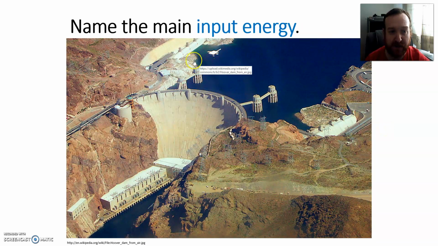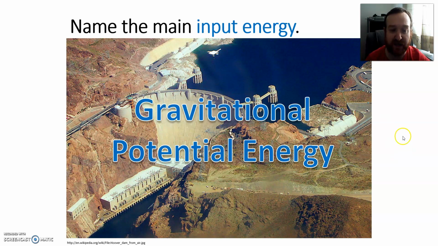Next one, the main input type of energy from this hydroelectric power plant. What's the input energy from this power plant? Well, the water is lifted up very high. It's going to have lots of gravitational potential energy, GPE for the abbreviation, and that is the input energy. It's transferred into kinetic, then electrical energy, I should say, but it starts off as gravitational potential energy.